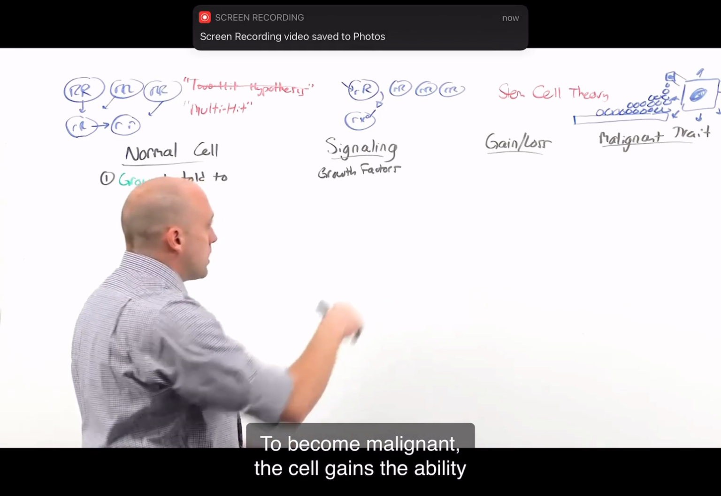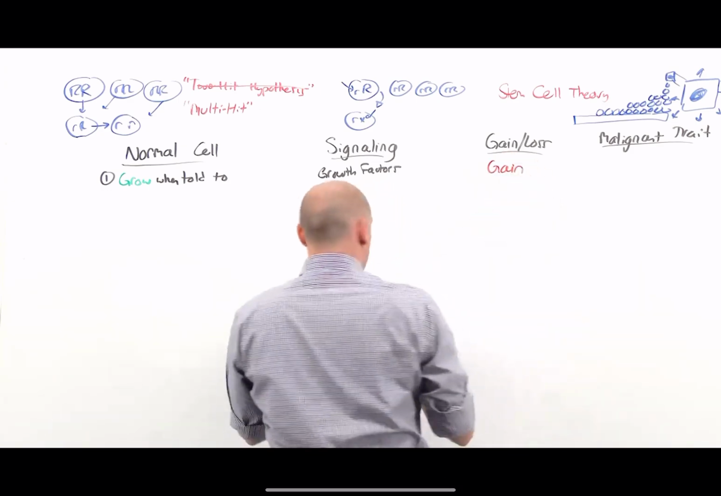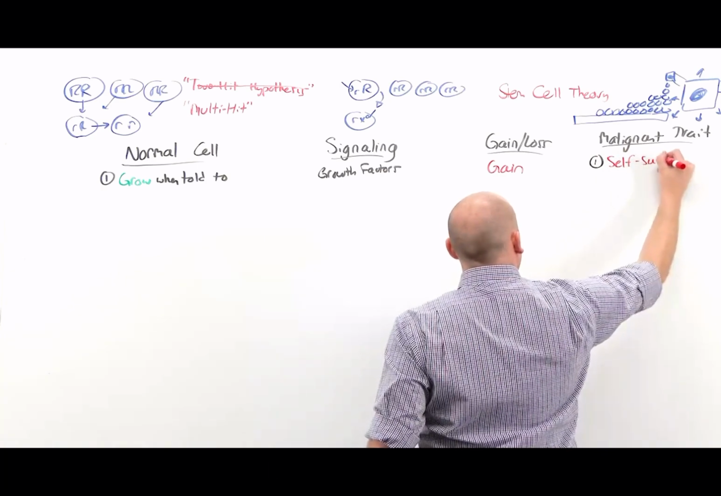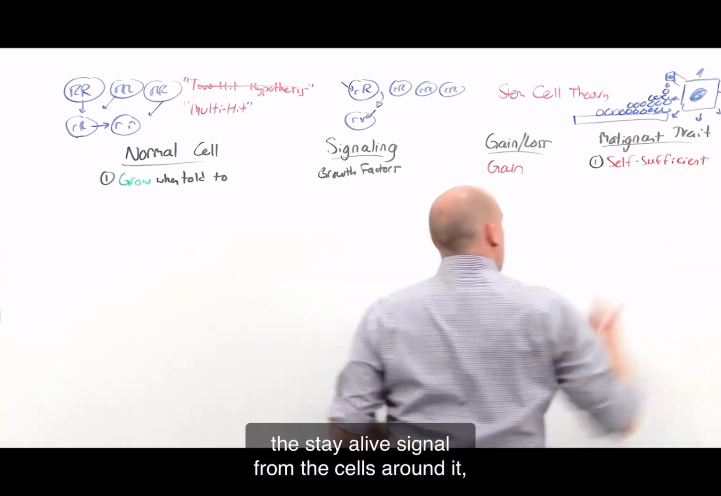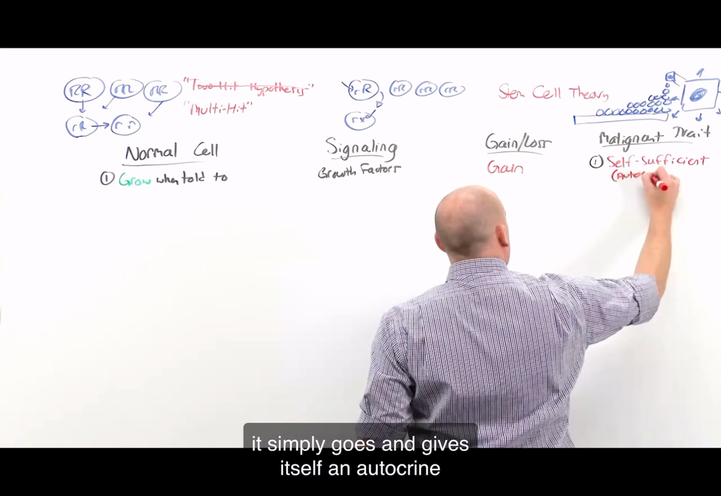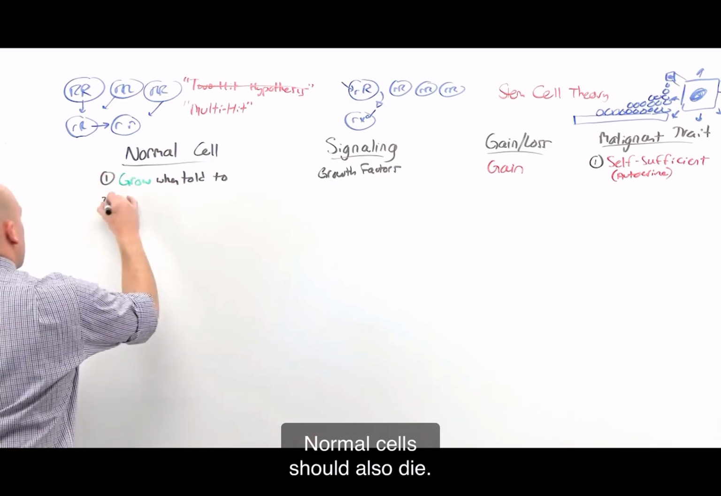To become malignant, the cell gains the ability to become self-sufficient. Rather than receiving the stay alive signal from the cells around it, it simply goes and gives itself an autocrine signal that sustains itself. Normal cells should also die.